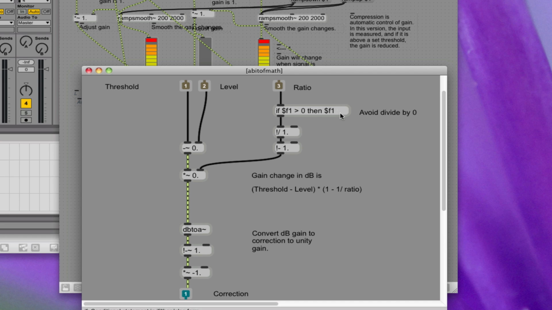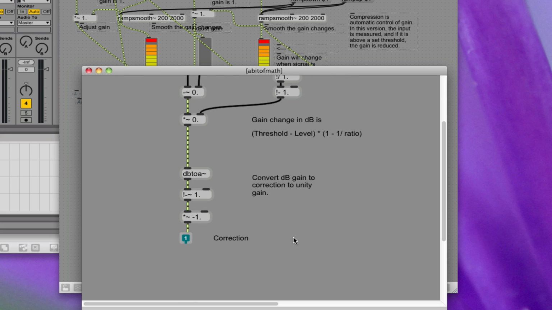And what's coming in here, there's a little bit of protection math over here, avoiding divide by 0. This is bang divided by, which means, instead of saying, okay, divide this by 1, it means 1 over 1 divided by that. So it kind of inverts this. And same thing here. Instead of saying minus 1, it means 1 minus. That's what the bang in front of that is. Okay, so it takes that, calculates this, sends that in here. So we get now our gain changes: threshold minus level times 1 minus 1 over the ratio. Converts that back to a linear value. And let's see, what does it say? Convert dB gain to correction to unity gain.